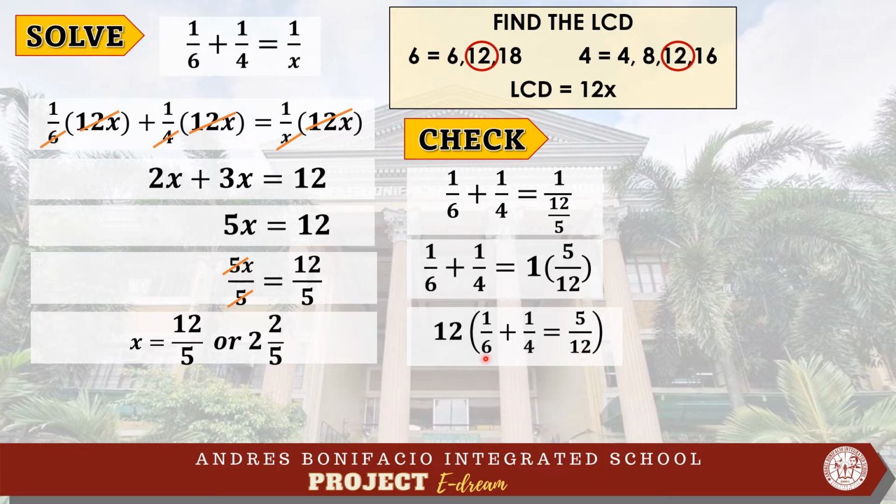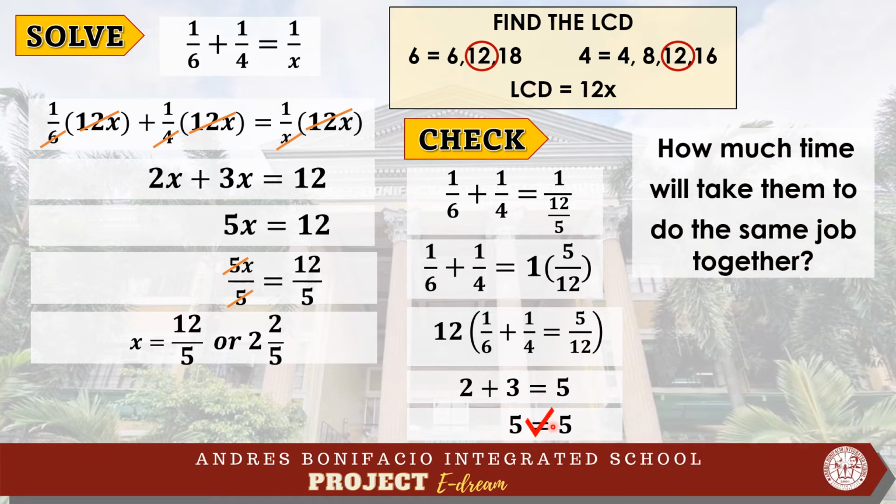Since they have different denominators again, we will get the LCD, which is 12. So we will multiply 12 in each term of the equation. So 12 times 1/6 is 2. 12 times 1/4 is 3. 12 times 5/12 is 5. 2 plus 3 is 5, which is also equal to 5. So our answer is correct.